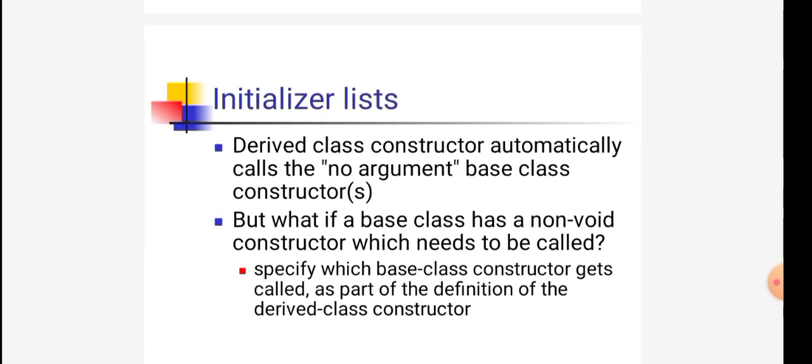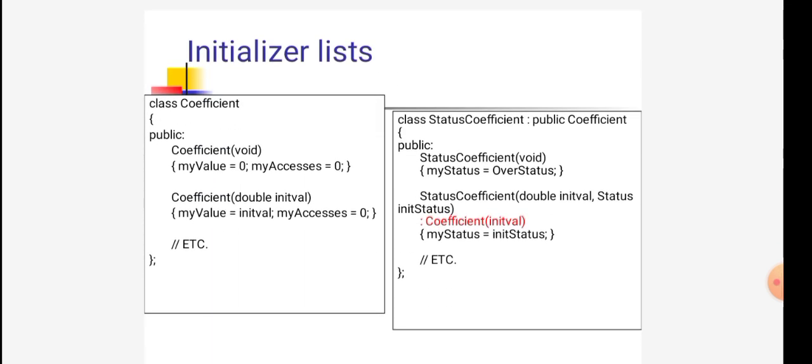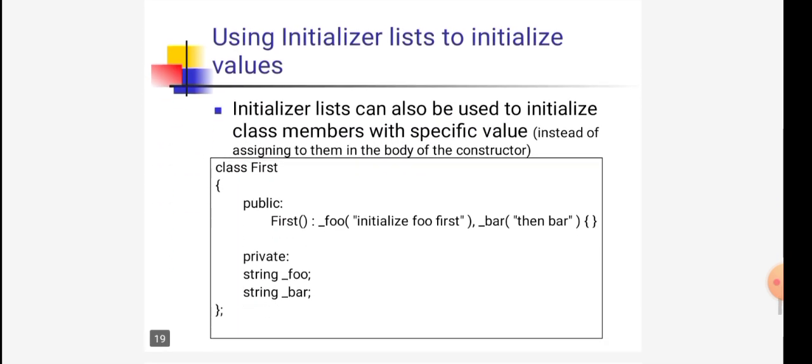Initializer list. The derivative class constructor automatically calls the base class constructor with the arguments. These programs are examples of the initializer list. Using an initializer list to initialize values. An initializer list can also be used to initialize class members with a specific value.